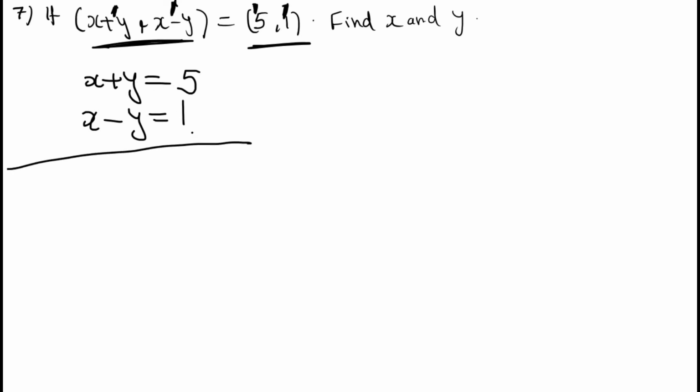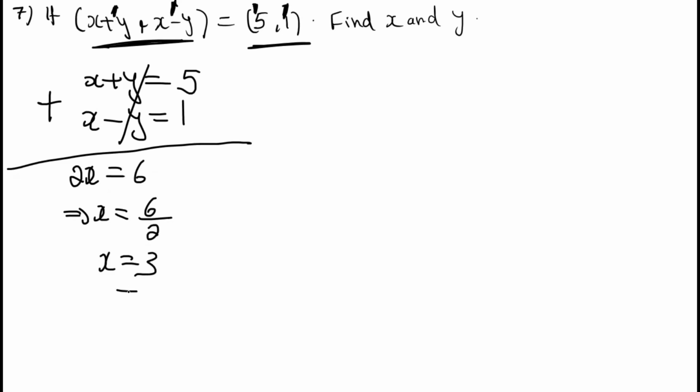Use the elimination method. Here I am just adding x plus x to get 2x. Now see, plus y minus y cancels. 5 plus 1 is equal to 6. This implies x is equal to 6 by 2. The x value is equal to 3.